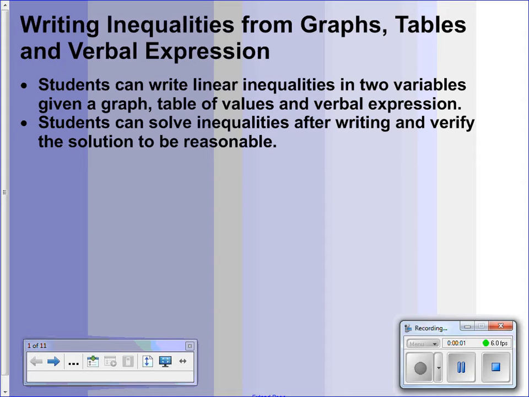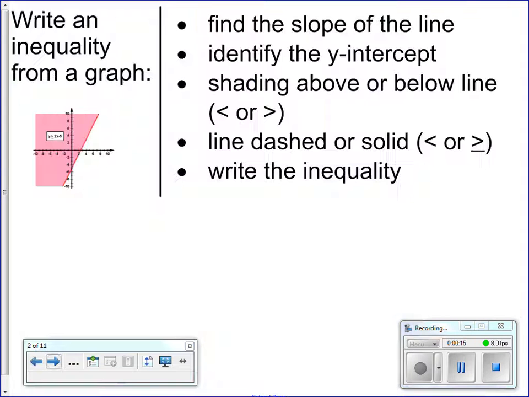In this lesson, we'll be writing inequalities. At the end of the lesson, you should be able to write inequalities with two variables, given a graph, a table of values, and a verbal expression. You should also be able to solve the inequality after you wrote it and verify the solution is reasonable.